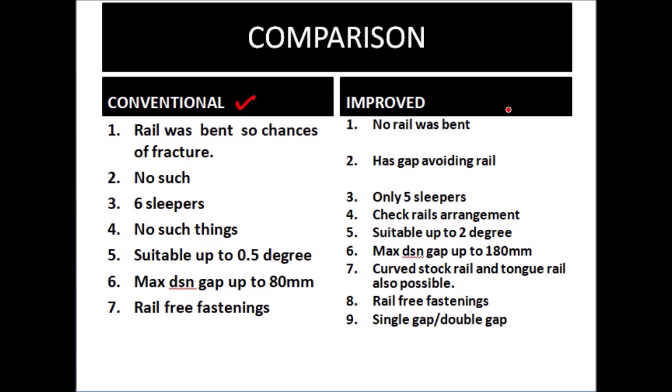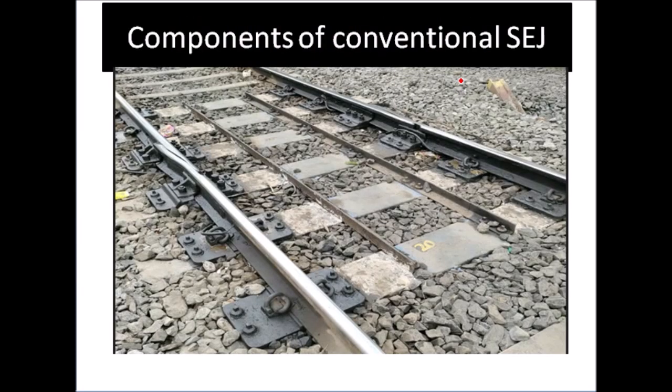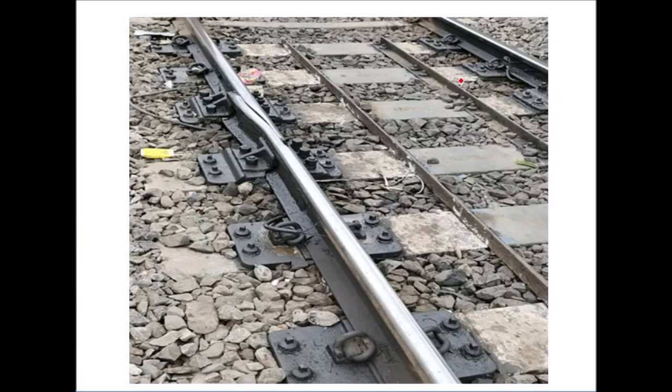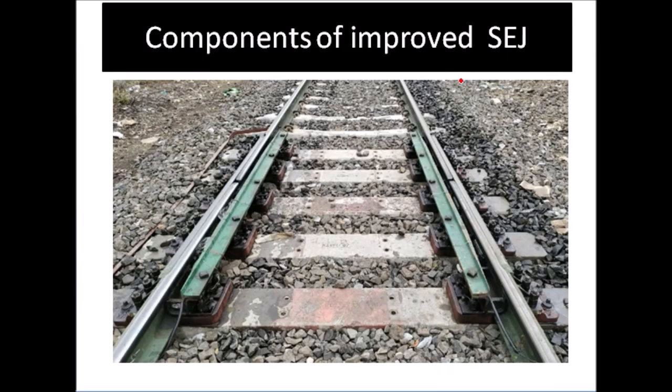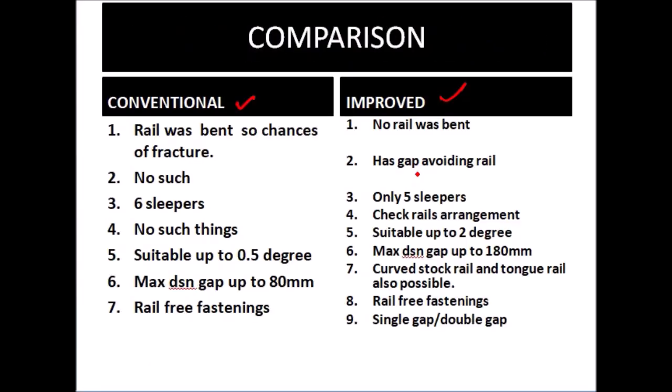Basically you have two categories: conventional SEJ and improved SEJ. You can see the pictures here. This is a conventional SEJ, and this is an improved SEJ. Now the question is, which one is best? In order to understand which one is best, let us make some comparisons of their components.